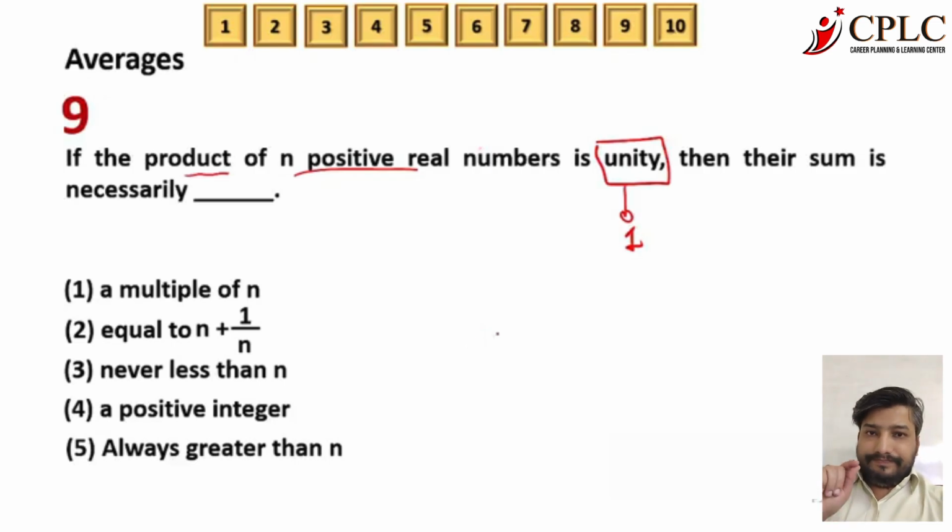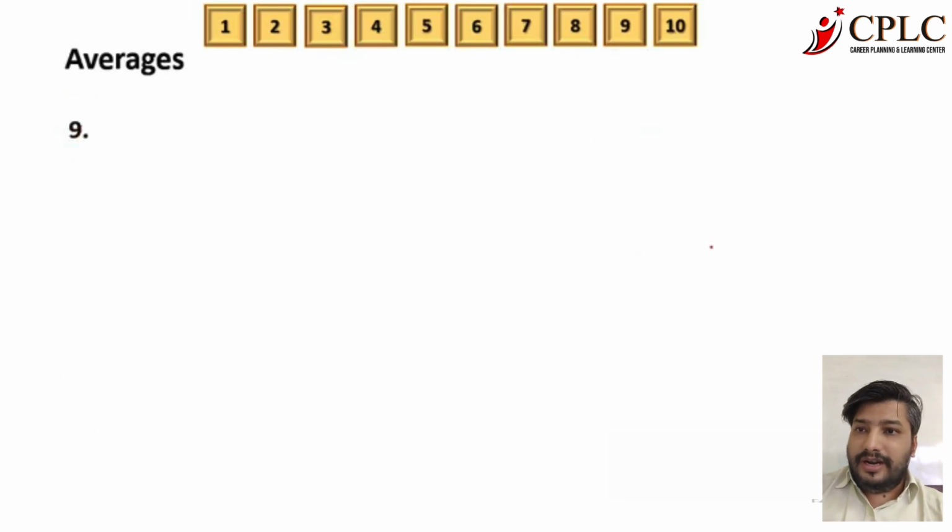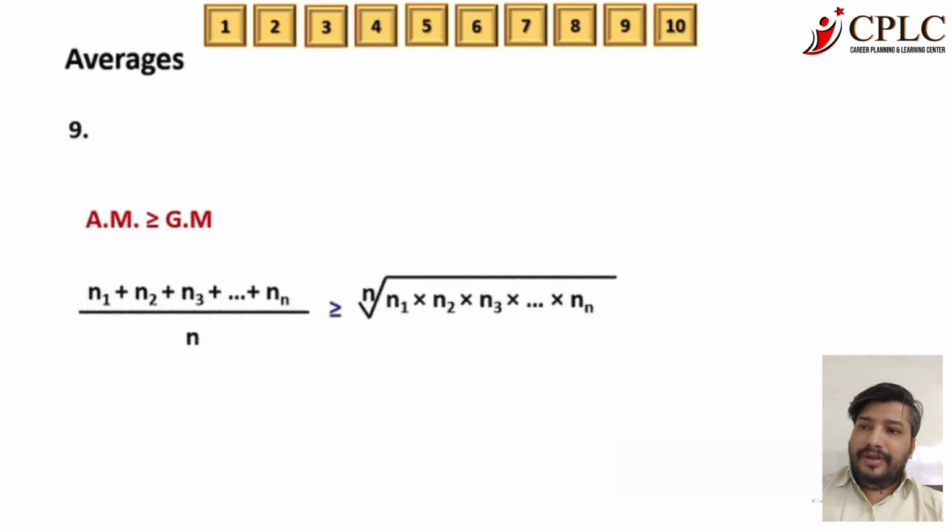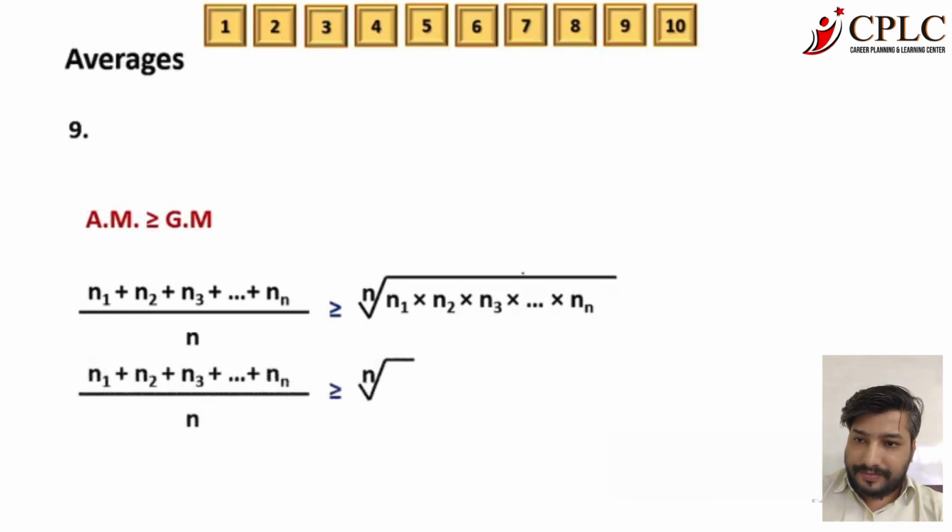So for this question, you have to remember a relationship that we have told you in the last part of the concept, that is the relationship between the means, that is arithmetic mean, geometric mean and harmonic mean. Now what is that relation? Arithmetic mean is greater than or equal to geometric mean. Let's apply that formula. Arithmetic mean is add all the numbers, divide by total numbers. Geometric mean is the nth root of n1, n2, n3 and so on. If you remember the data, they said product of n numbers is unity. So this product is 1 actually.